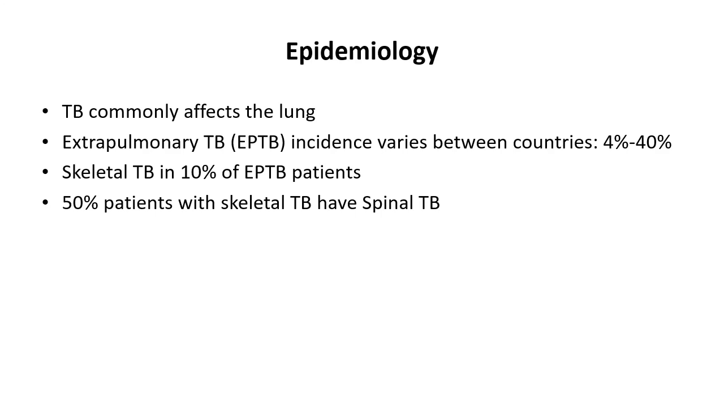The factors attributed to this variation in incidence are thought to be the prevalence of HIV infection, access to better investigation and diagnostic facilities in developed nations, and the low infectivity of extrapulmonary tuberculosis. About 10% of patients with extrapulmonary TB have skeletal involvement, and half of these patients have involvement of the spine. The incidence of skeletal TB is much higher in HIV-positive patients.